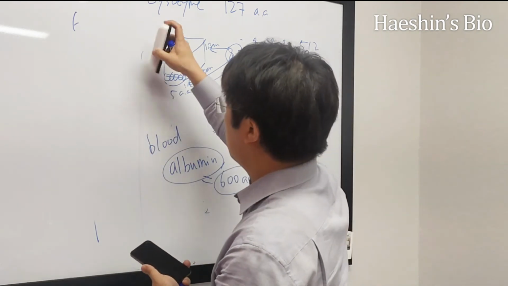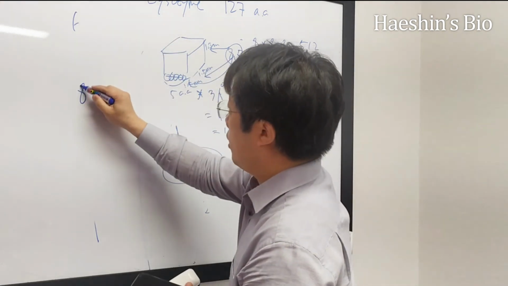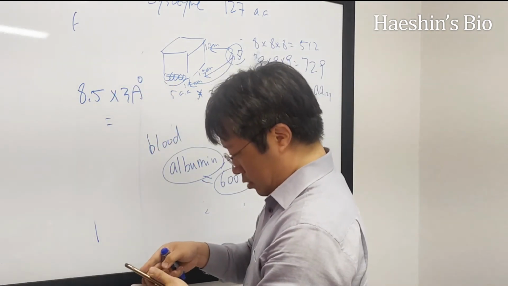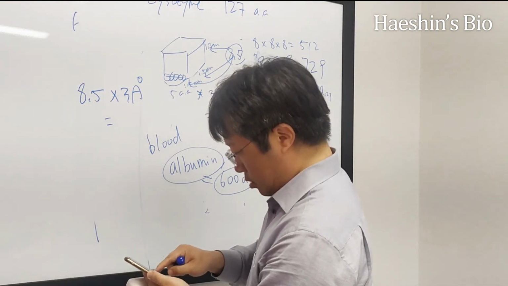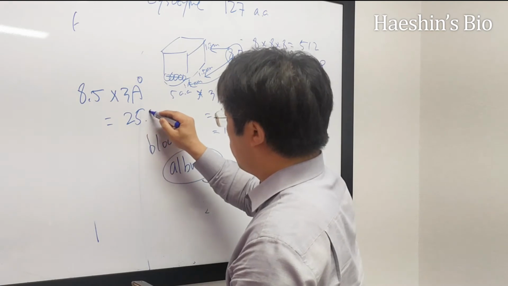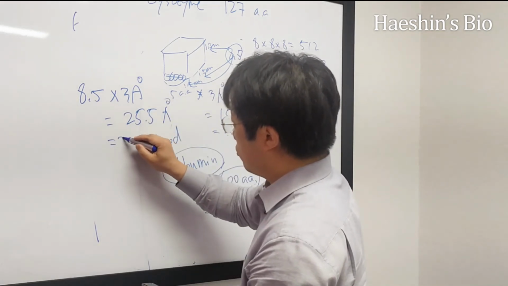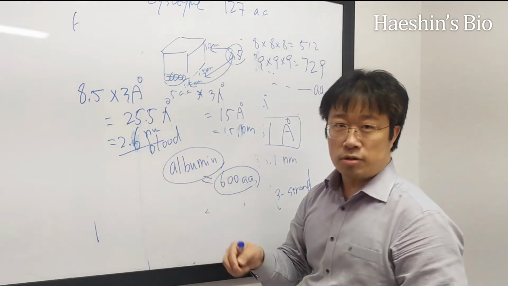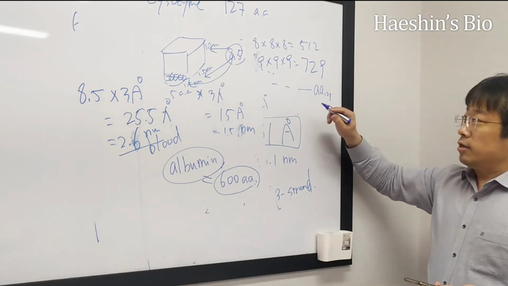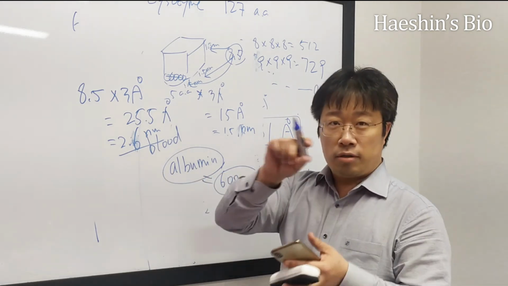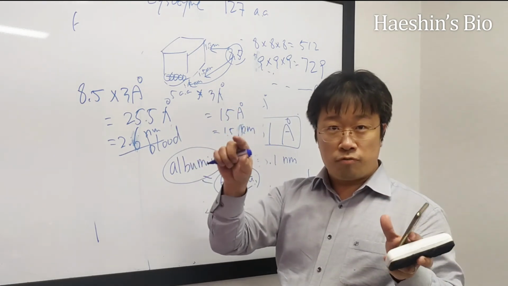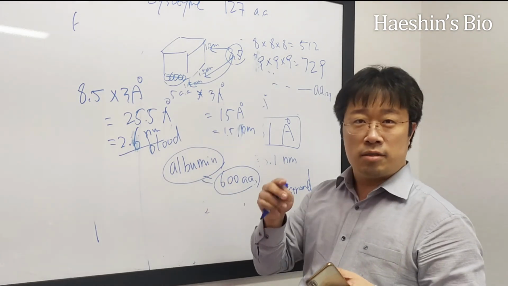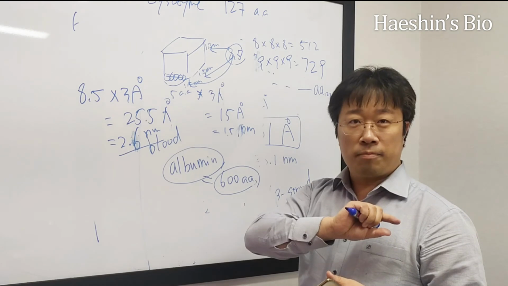So then we have 8.5 amino acids times 3 bonds. Then you get about 25.5 angstroms, which is 2.5 or 2.6 nanometers. Now we have 2.6 nanometers. I mean, think about it. Think again about the lipid membrane in cells, with a thickness of about 2.4 nanometers. Now this albumin is about the same size as the cell membrane.